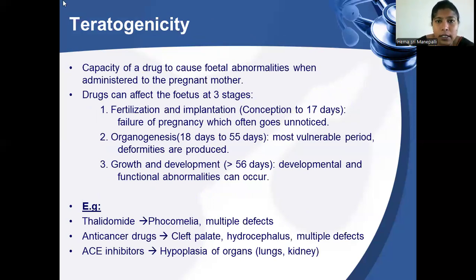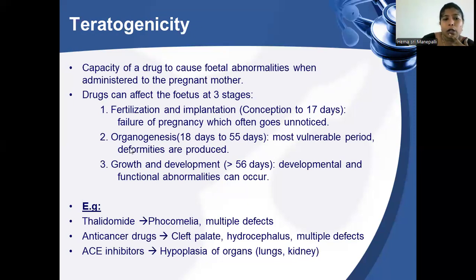Next one, teratogenicity. You people well know about this one. It means the capacity of a drug to cause fetal abnormalities when administered to the pregnant mother. So, drug can affect the fetus at 3 stages. First one, fertilization and implantation, conception to 17 days. Okay, that means the day of conceiving to 17 days. So, failure of pregnancy, which often goes unnoticed. In these conditions, generally, there may be a failure of the pregnancy, and generally it is unnoticed.